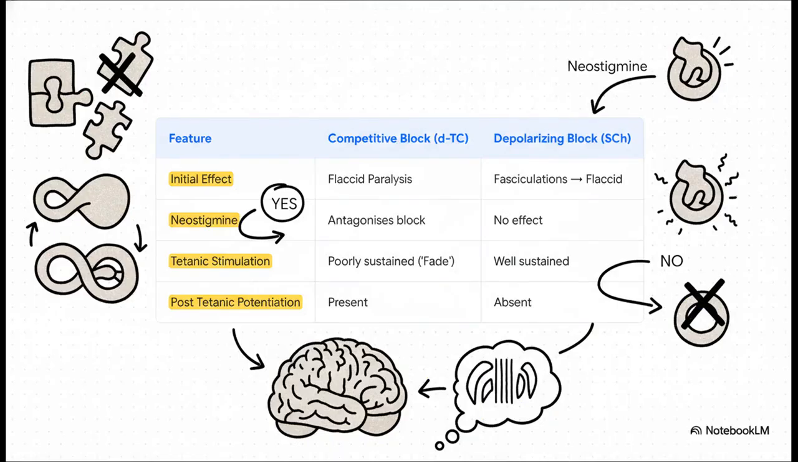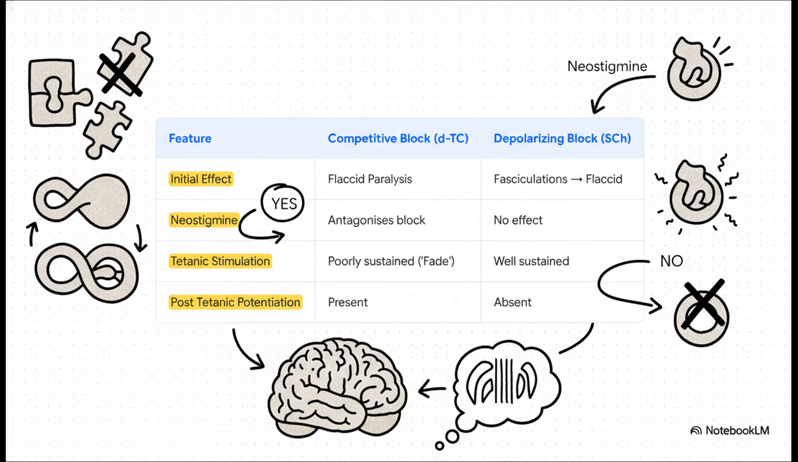Okay, everyone, I need your full attention on this table. This is the absolute core of the chapter. On the left, we have competitive blockers. Think of them as simple competitors. They just sit on the acetylcholine receptor and block it. Simple. This leads straight to a smooth, flaccid paralysis.